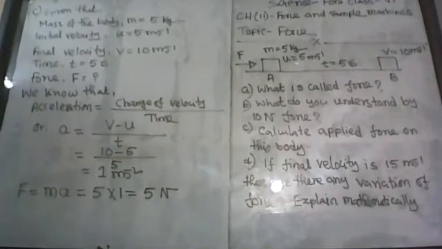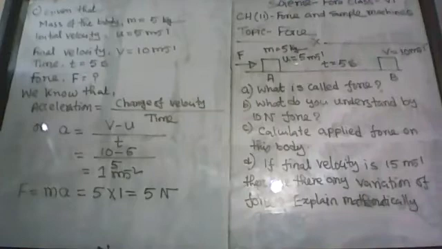So at first we find the acceleration of this body. It is (v minus u) by t, and then acceleration becomes 1 meter per second square. Then force F equals ma, where m equals 5 kg and a equals 1 meter per second square. So the applied force F is 5 Newton.